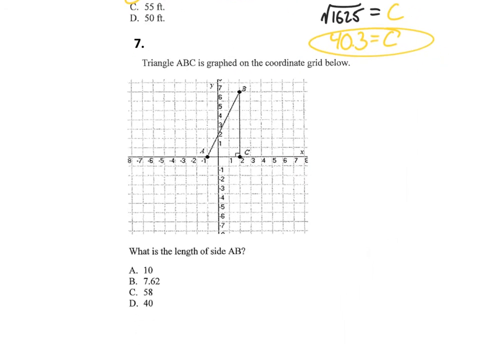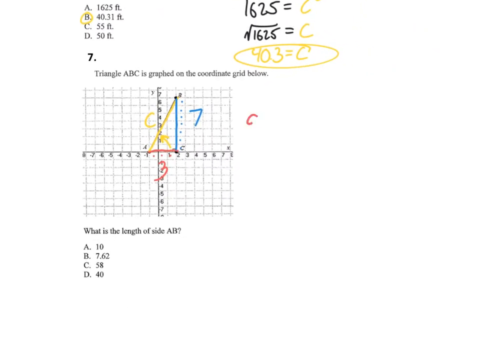Taking a look at number 7. So the triangle ABC is graphed on the coordinate grid below. What is the length of side AB? So side AB is right there, and that is my hypotenuse because it's opposite of the right angle. Here's my side A, which is 1, 2, 3 across. Here's my side B, which is 1, 2, 3, 4, 5, 6, 7 across. So now I've got my lengths. So same thing as before. A squared plus B squared equals my C squared.